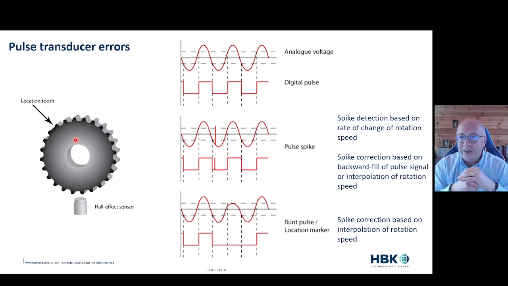Well, if we want the speed, again, have a look at that spike correction, because we'll suddenly get a drop in speed, which we can interpolate over in that rotation speed time history. So again, we can handle those, and these come up all the time simply because pulse spikes occur regularly, but also runt pulses through debris and location markers as well.